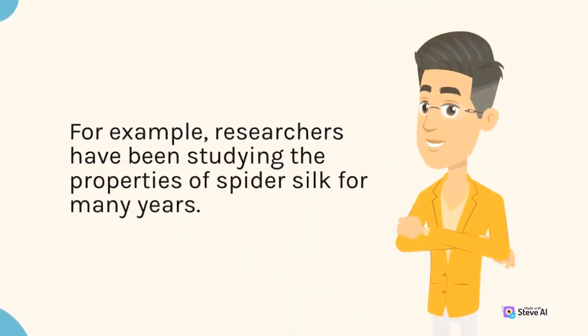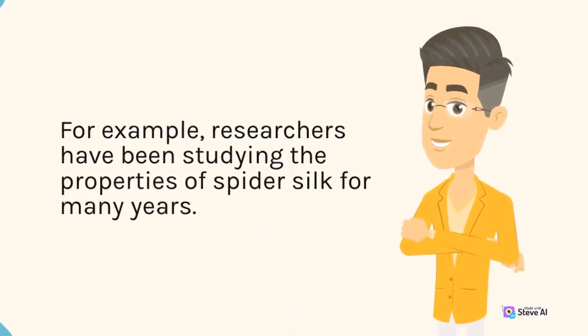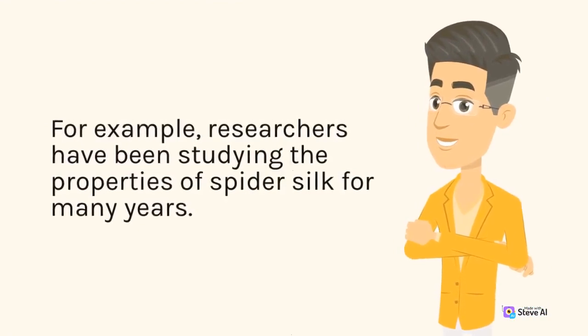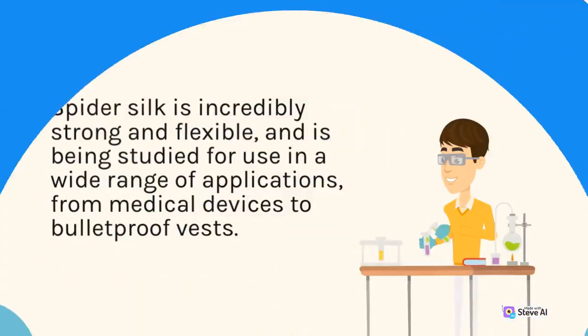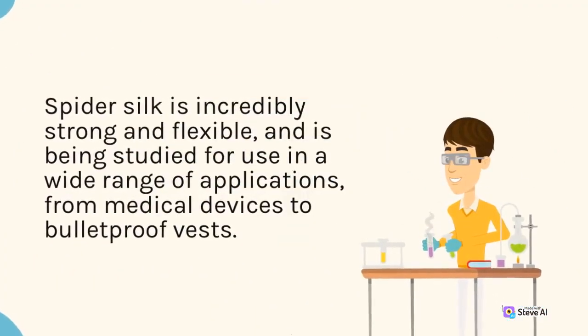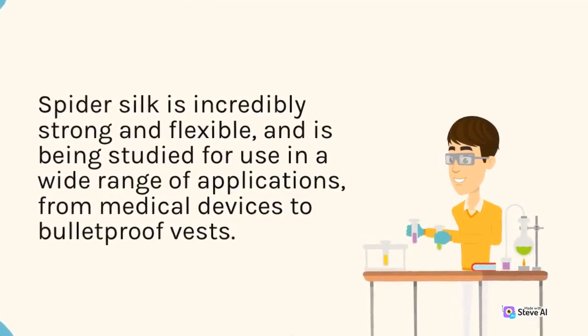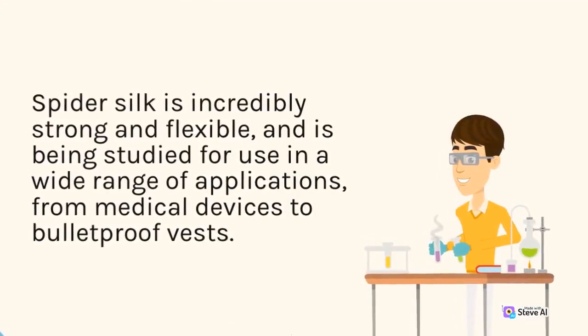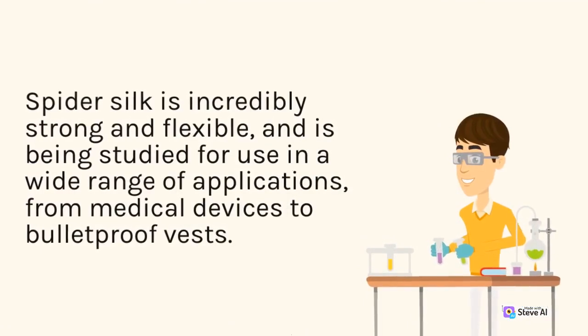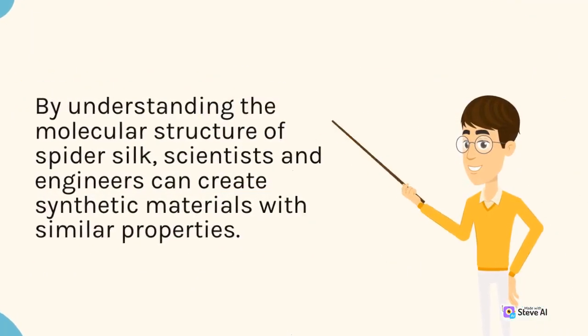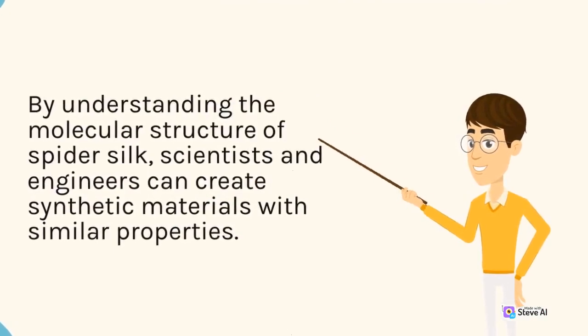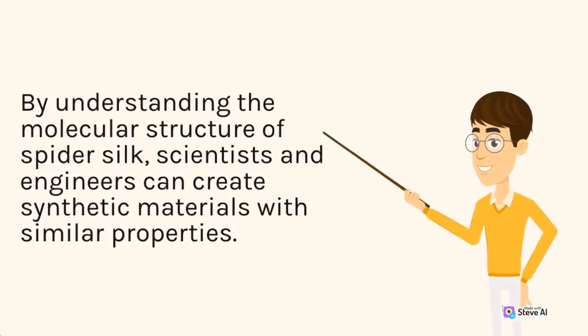For example, researchers have been studying the properties of spider silk for many years. Spider silk is incredibly strong and flexible, and is being studied for use in a wide range of applications, from medical devices to bulletproof vests. By understanding the molecular structure of spider silk, scientists and engineers can create synthetic materials with similar properties.